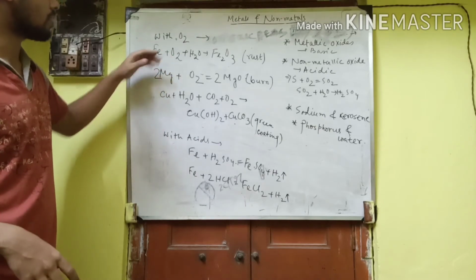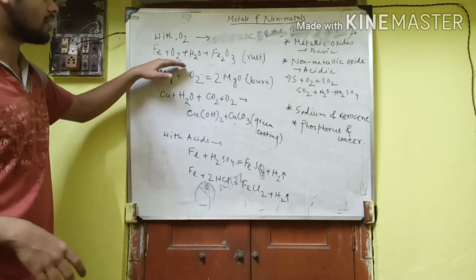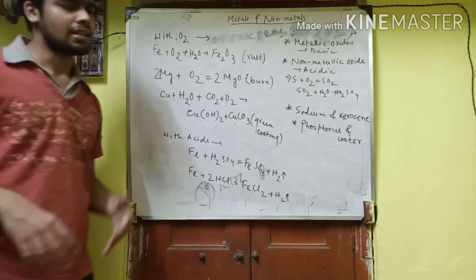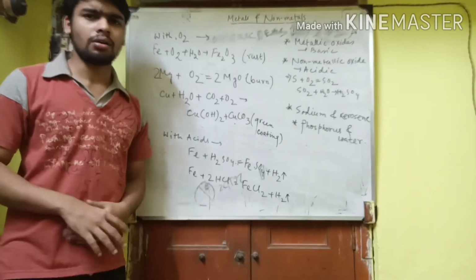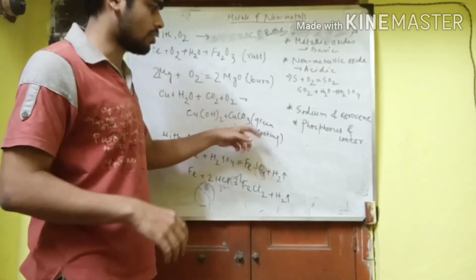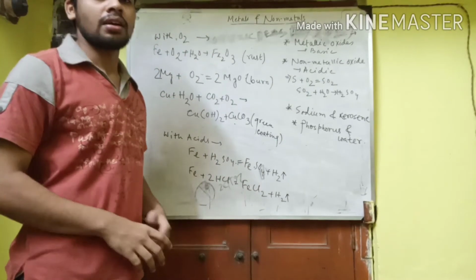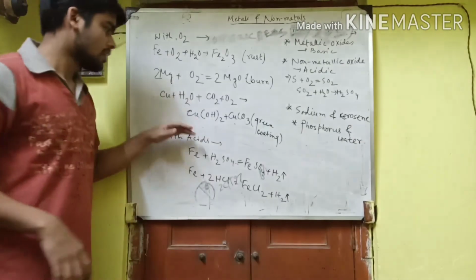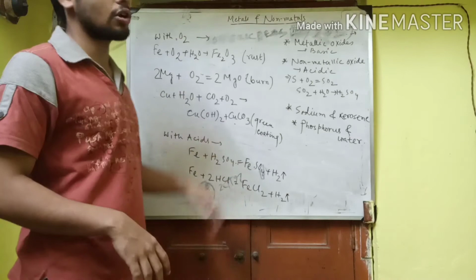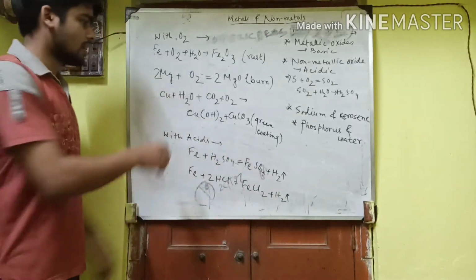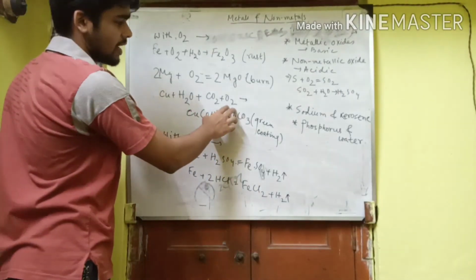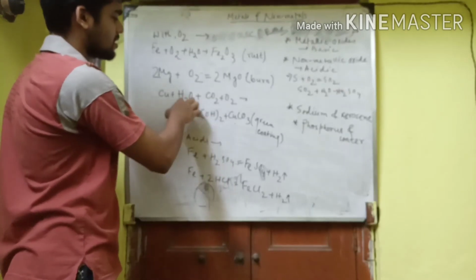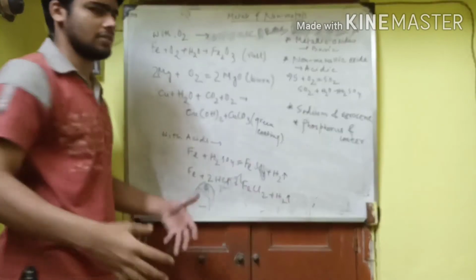Copper also reacts with oxygen, which is very much similar to iron. There is also a green coating that occurs over the copper, which is copper hydroxide and copper carbonate. So copper reacts with oxygen in the presence of moist air. Moist air means basically water, and carbon dioxide also reacts.